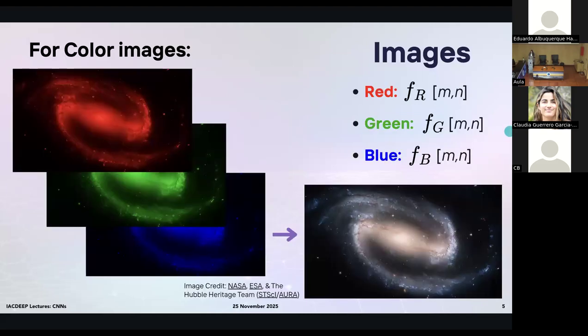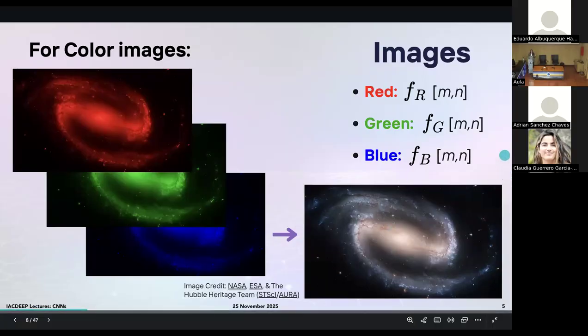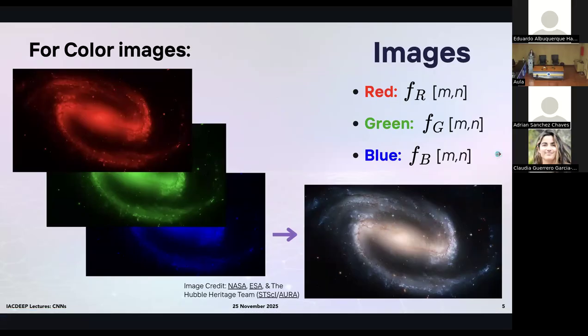For color images, instead of being mapped to a single intensity value, you're mapped to an intensity for each color channel that you have for your image. For this example, red, green, and blue. So you have a different intensity for each one, combined together gives you a picture like this that we're used to seeing. It doesn't necessarily mean that they'll have the same intensity in each color channel.